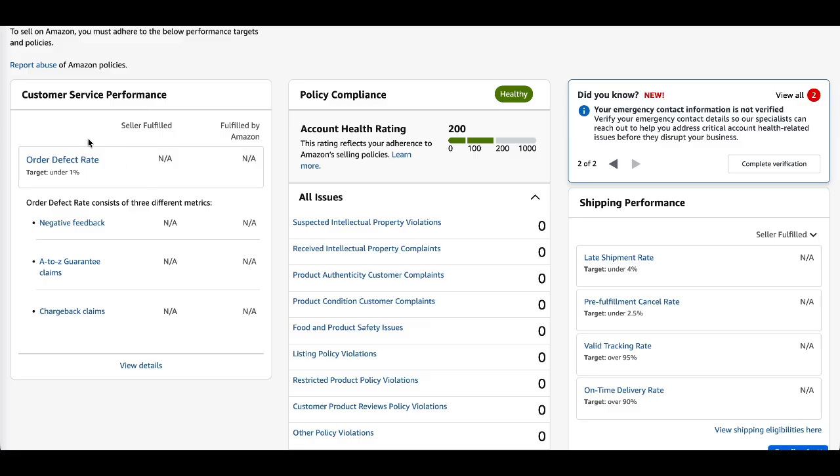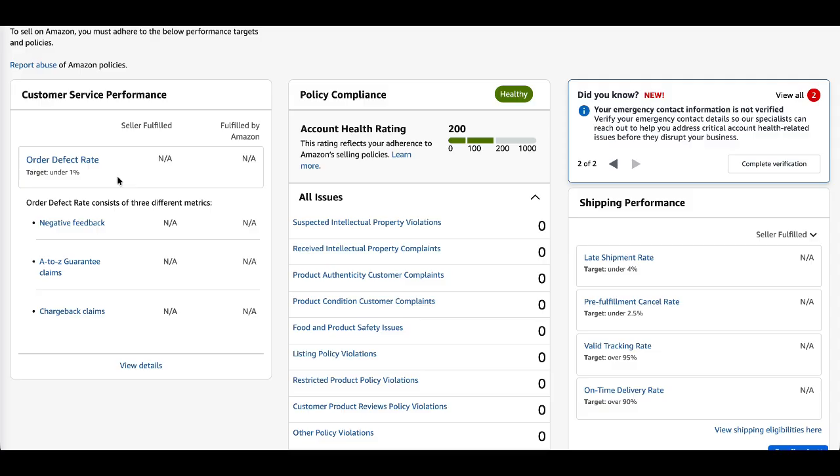let's look into the factors on which order defect rate consists of. Order defect rate consists of three metrics. One is the negative feedback, second is A to Z claims, and third is the chargeback claims. Now we'll first look at what is order defect rate. Order defect rate is basically the defect that you get on each order. For example, if you have shipped 100 orders and one order is defective, your defect rate would be 1%.